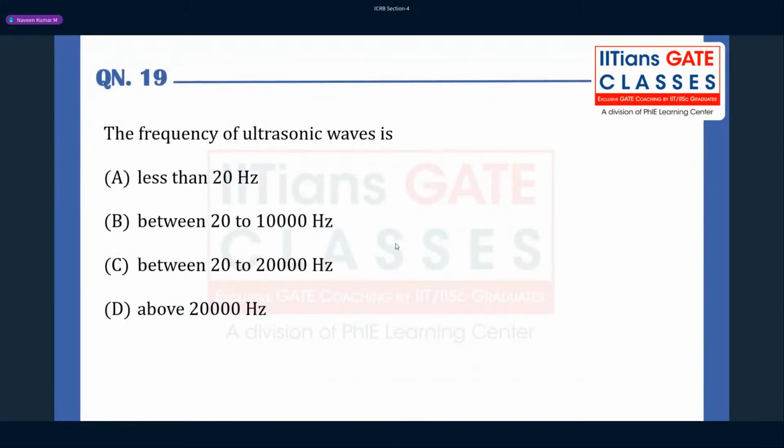The first question is: the frequency of ultrasonic waves is. Okay. So first you have to know what is frequency. See, sound is a form of a wave. You know that sound is a form of a wave, right? Here they're not talking about any sound, they're talking about a wave. Something like this, right? So the difference between the crest and trough, this is crest, trough, the difference between is amplitude.